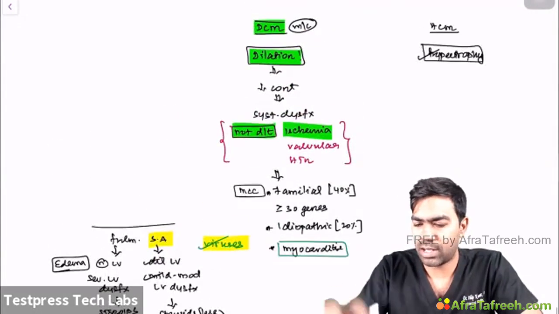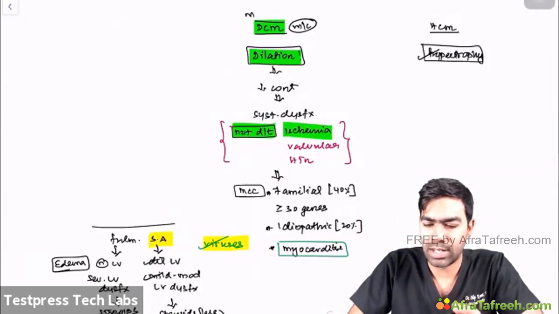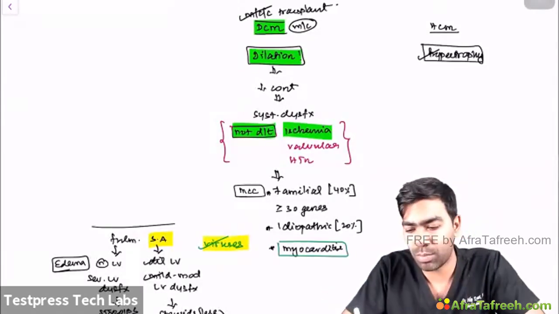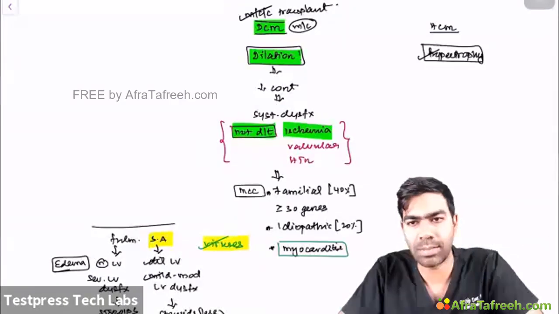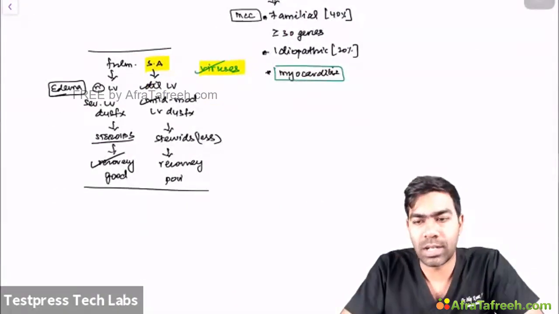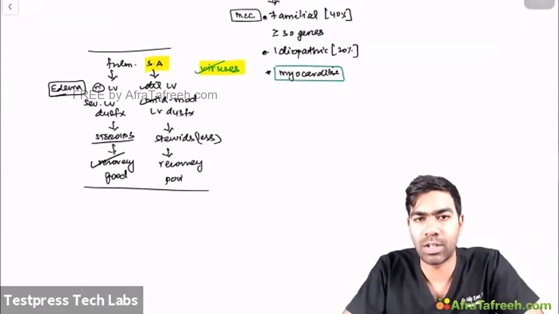And more than that, what is the most common cause of a cardiac transplant in the world? I'm not talking about India. The most common cause of cardiac transplant in the world is DCM only. The most common reason for doing a cardiac transplant. Very important point. This could be a question in the exams as well. Dilated cardiomyopathy is the most common reason for doing a cardiac transplant in the world.